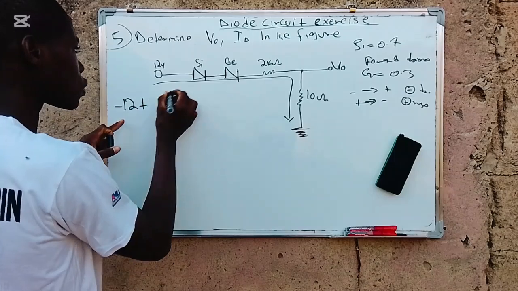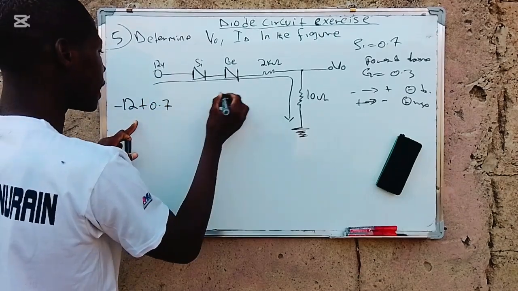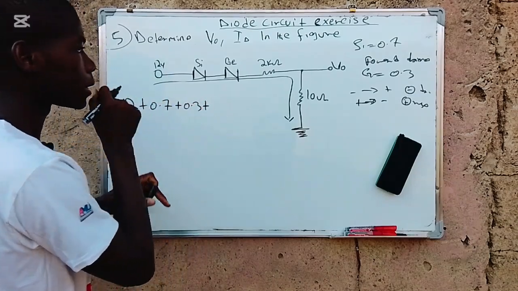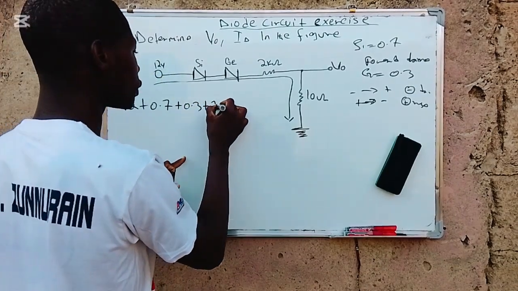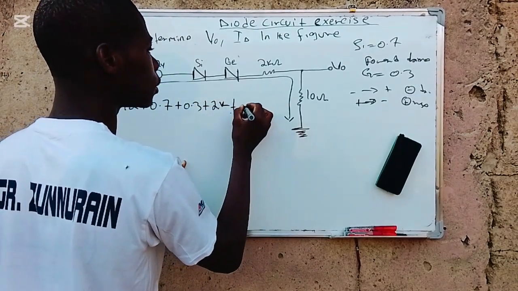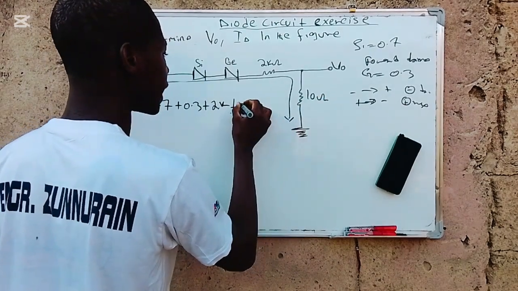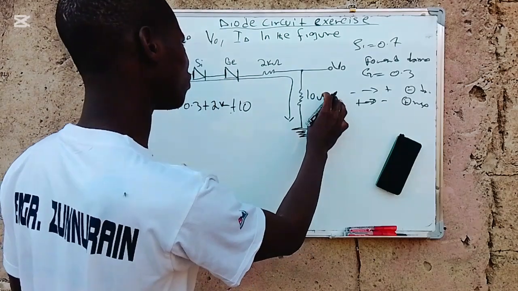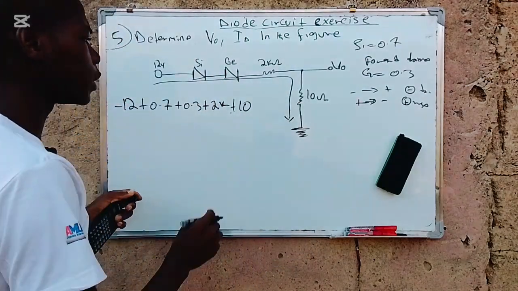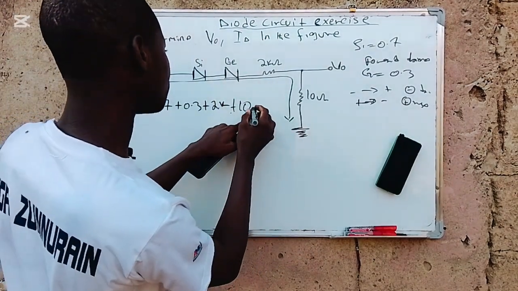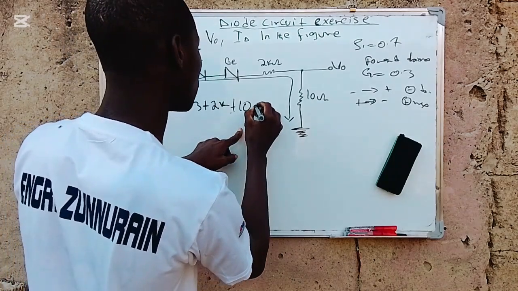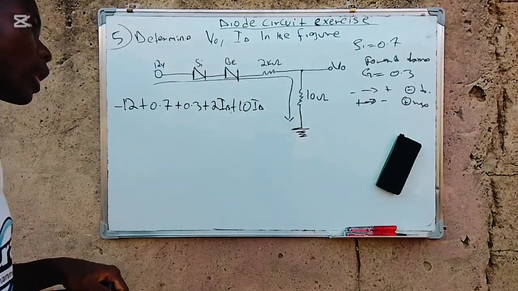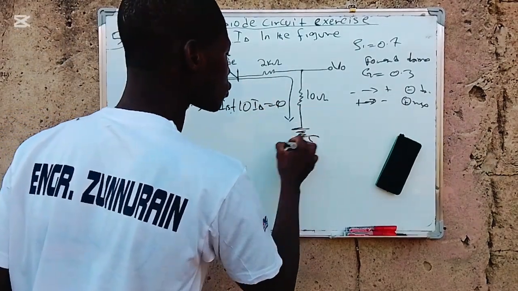So this should now be plus 0.7, plus 0.3, plus this 2 kilo ohm, plus this 10. So I have to check: is this 10 kilo ohm, or 10 ohm, not kilo ohm? So I have to say yes, 10 ID, because I'm looking for the current. So this should now be equal to 0.